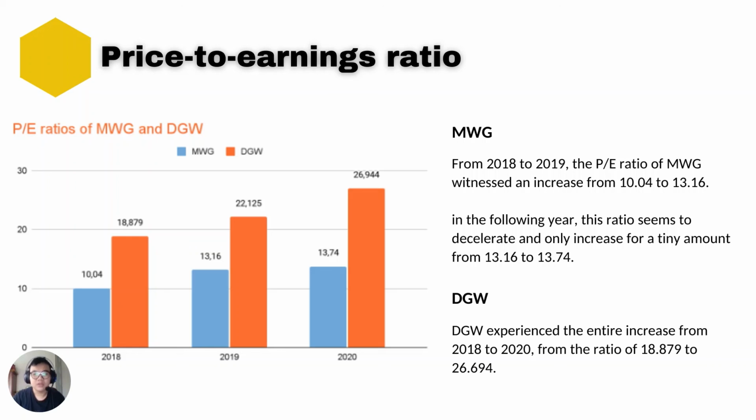In contrast, DigiWorld experienced a consistent increase from 2018 to 2020, from a ratio of 18.879 to 26.694 within the 3 years. DigiWorld's EPS also rose at the same pace, but the PE ratio still increased. Thus, the price per DigiWorld share might have been believed to have a magnificent increase.